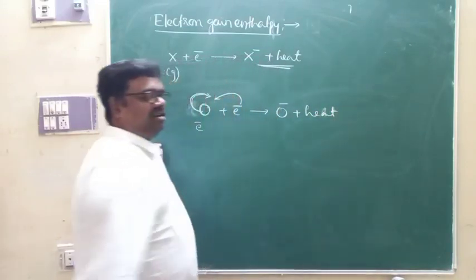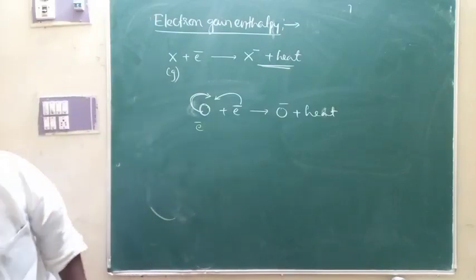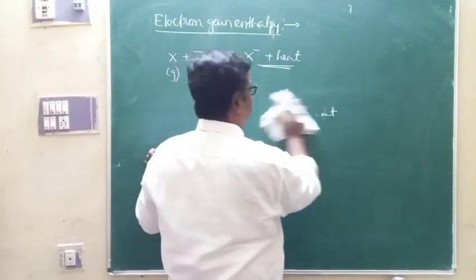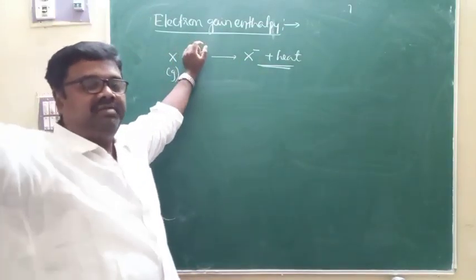Because of that, electron gain enthalpy of oxygen decreases. So this is what we call electron gain enthalpy. And of course, that is exceptional behavior as far as group 16 elements are concerned.